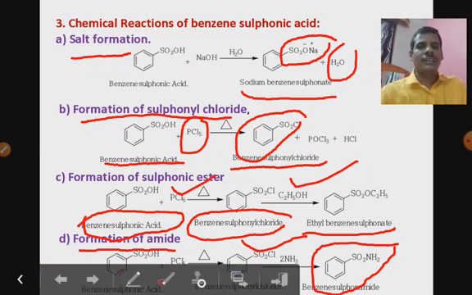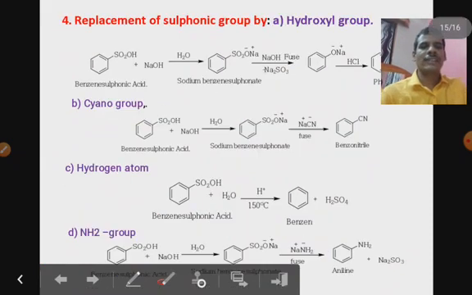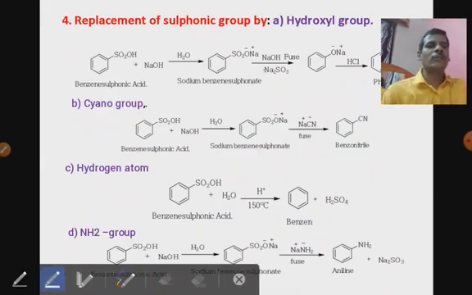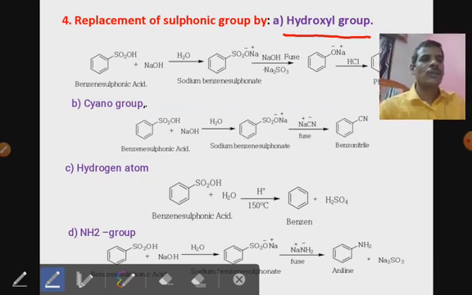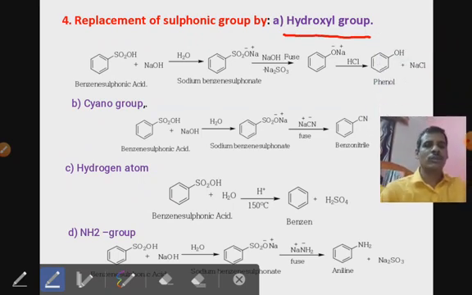Okay, see the next reactions, that is, the replacement of the sulfonyl group. These reactions are very important. All of these are substitution-type reactions. In this case, the sulfonyl group is replaced by the corresponding group. First, the sulfonyl group is replaced by the hydroxy group. See how the sulfonyl group is replaced by the hydroxy group.